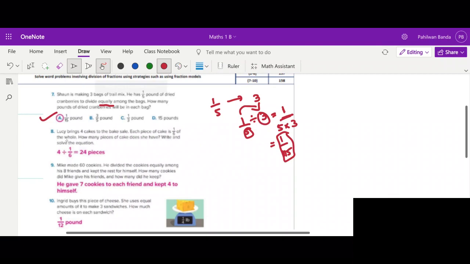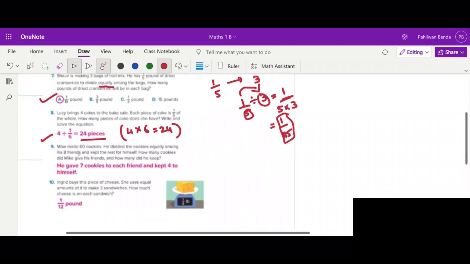Now, in the same way, the eighth question: Lucy brings 4 cakes to the bake sale. Each piece of cake is 1/6 of the whole. So here it's directly given. So you divide the whole number by the unit fraction. When you divide a whole number by a unit fraction, always remember you get a whole number. So this is nothing but 4 multiplied with the denominator of the unit fraction, 4 into 6, which gives you 24.